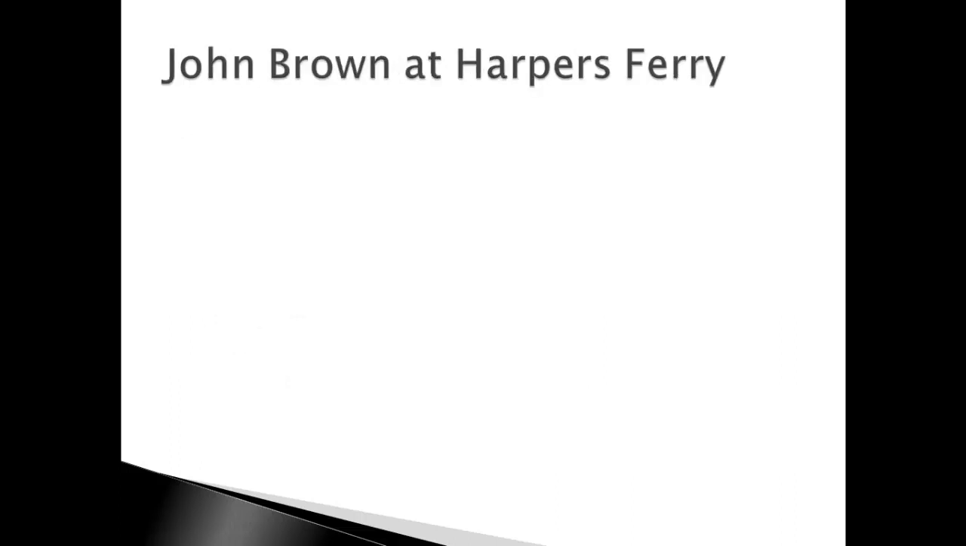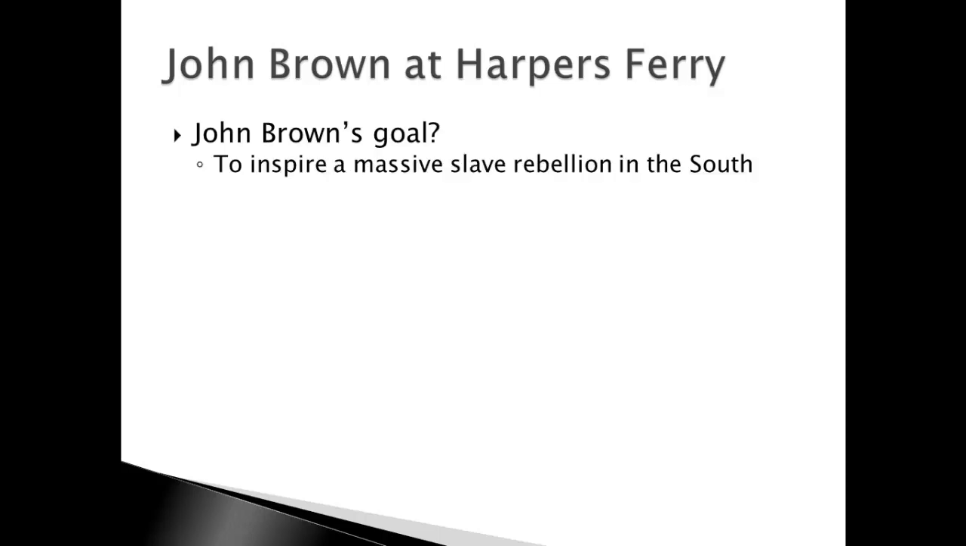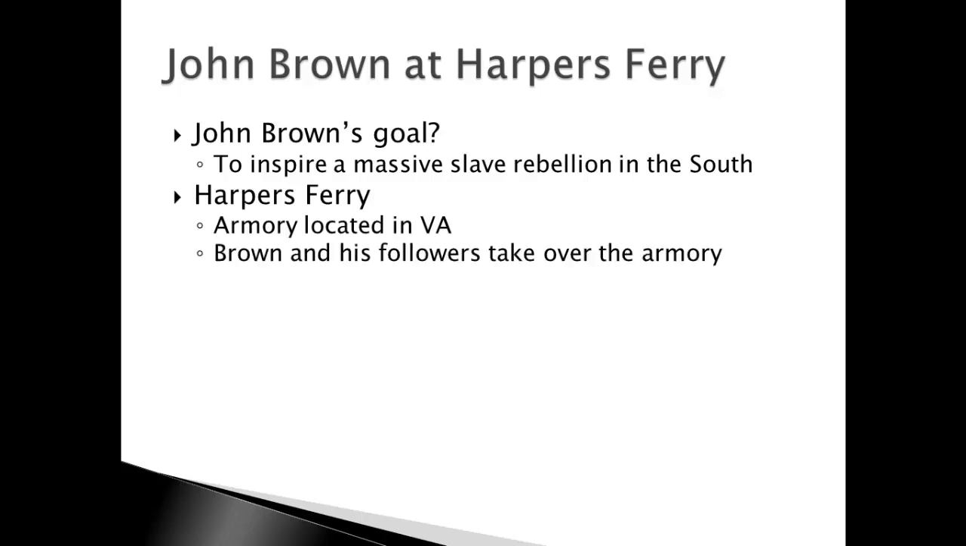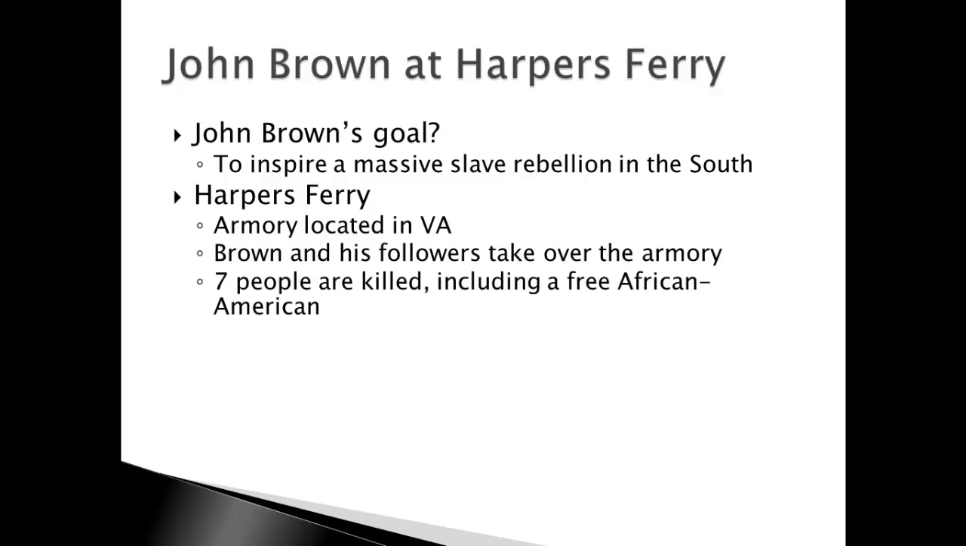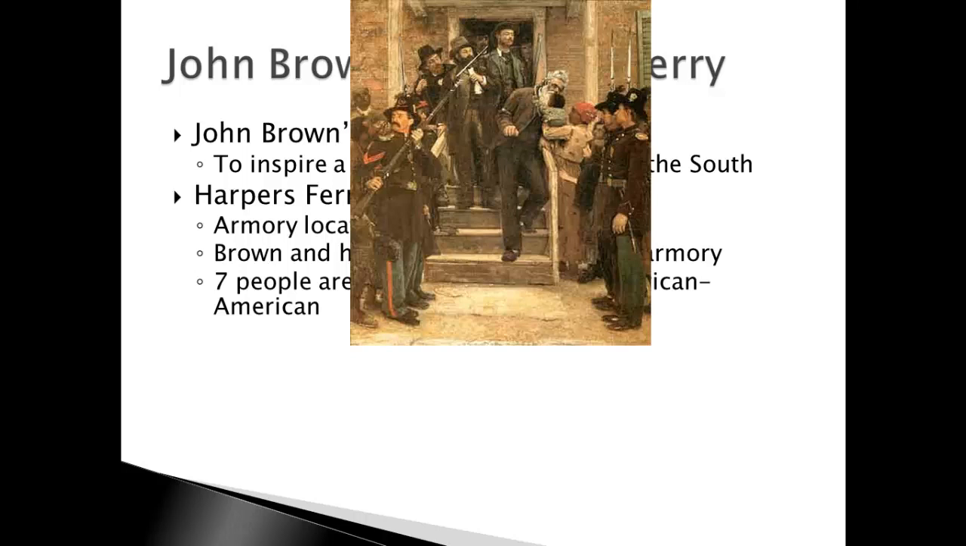Let's flash forward to 1859. John Brown is back, this time in Harpers Ferry, which is an armory in Virginia. So he has a goal here, and he wants to inspire a massive slave rebellion in the South. So he goes to Harpers Ferry, which is located in then Virginia, and Brown and his followers take over the armory. And over the course of about a day or so, 7 people are killed, including a free African American.